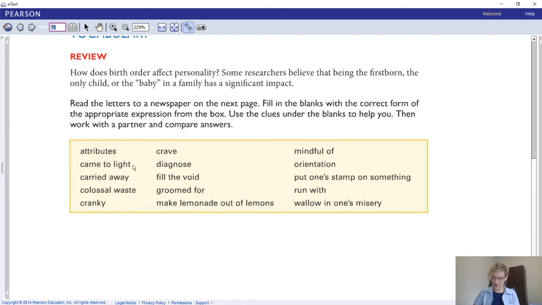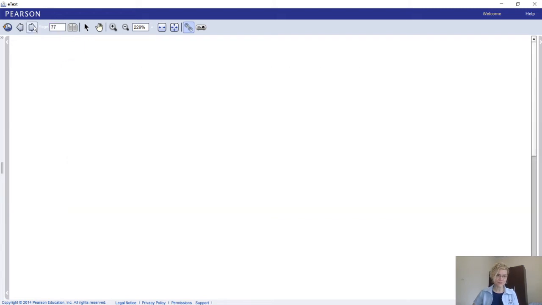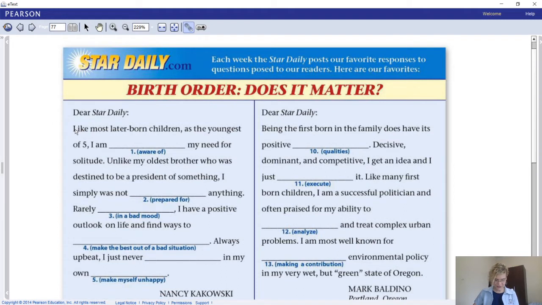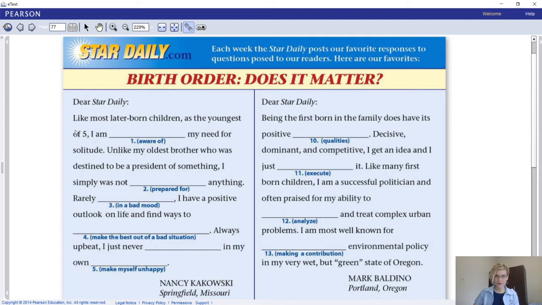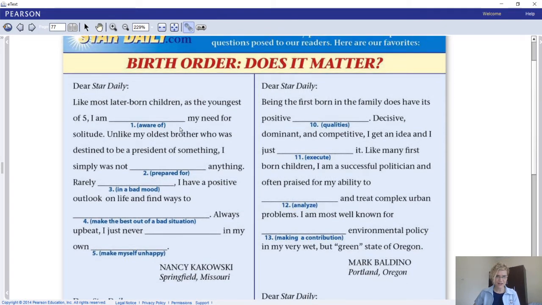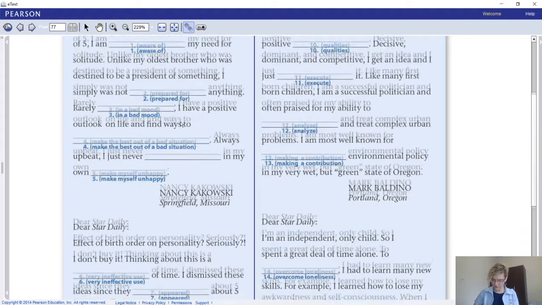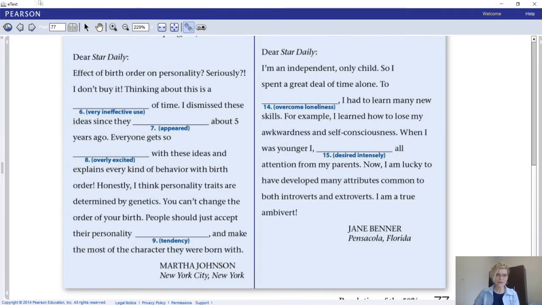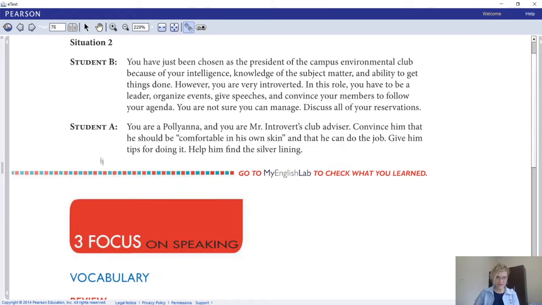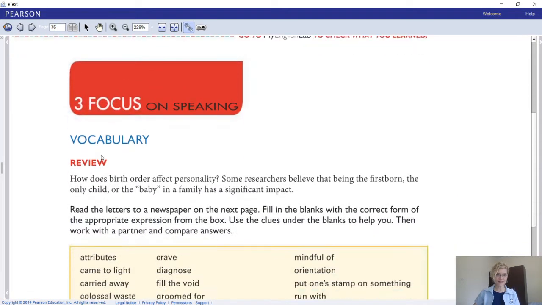Now, on the next page, I'll show you. Here we see letters to a newspaper. Birth order, does it matter? Stardaily.com: each week the Star Daily posts our favorite responses to questions posed to our readers. Here are our favorites. So it's about birth order and does it matter? We have 4 letters that have to be completed with the correct vocabulary. Now you're looking at this box.